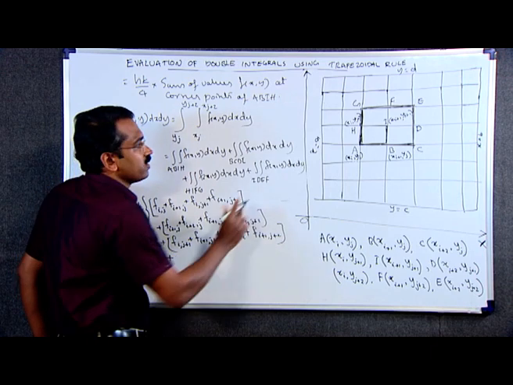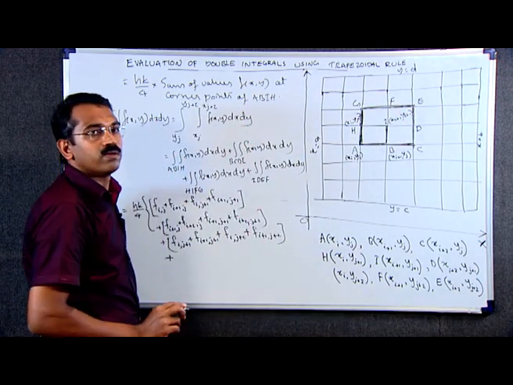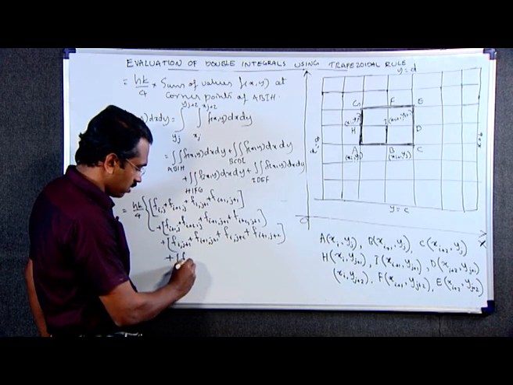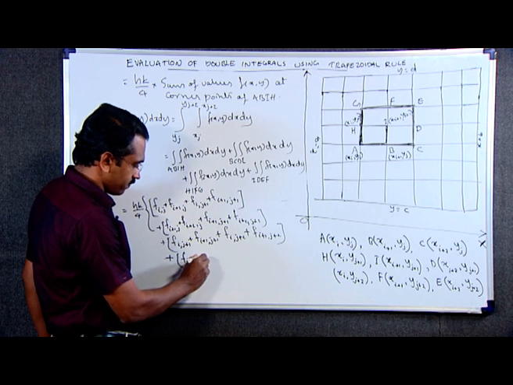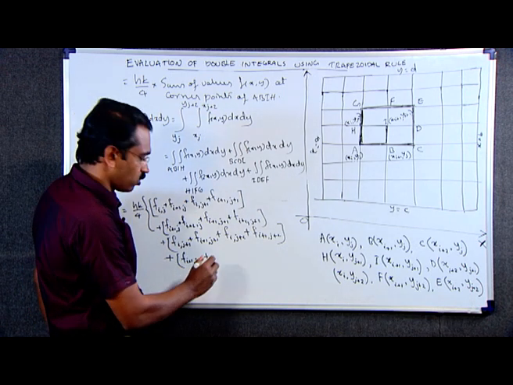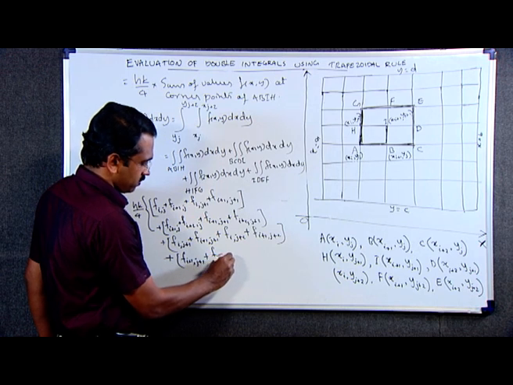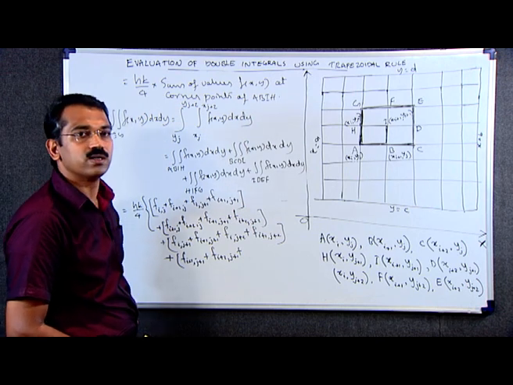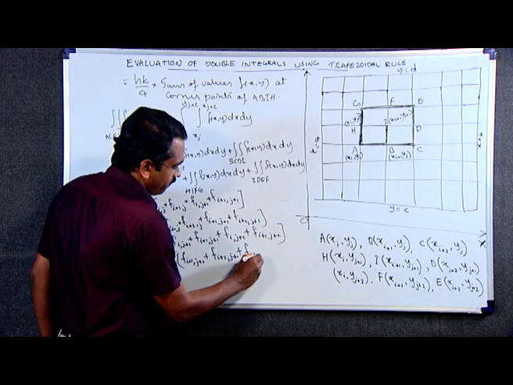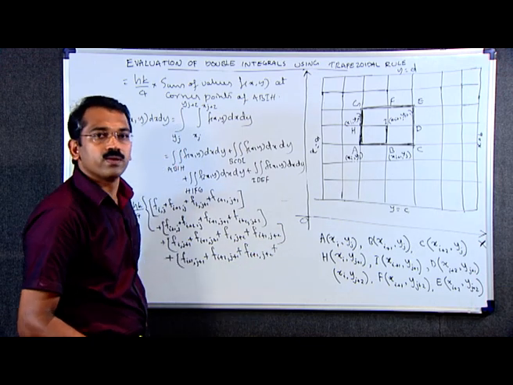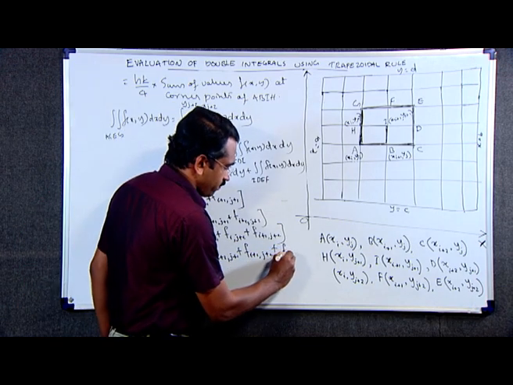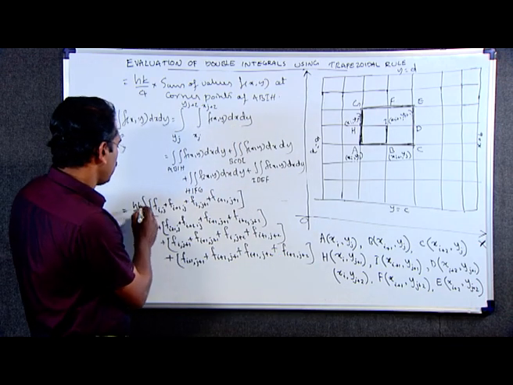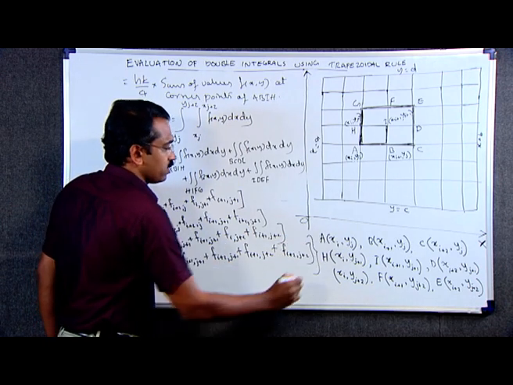Then for this last rectangle, we can write the value of the double integral as f i plus 1 comma j plus 1 plus f i plus 2 comma j plus 1 plus f i plus 1 comma j plus 2 plus f i plus 2 comma j plus 2. h into k divided by 4 is common.